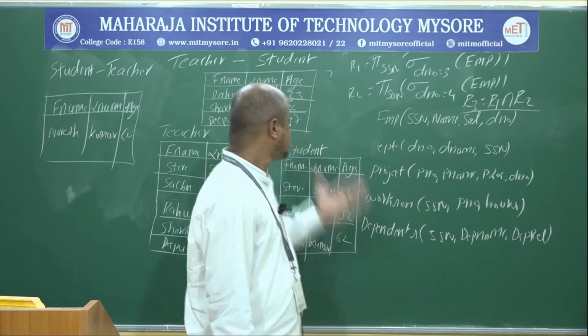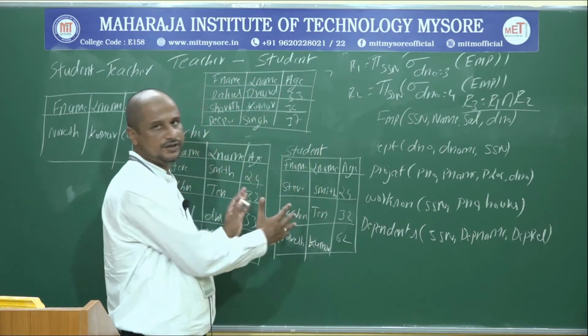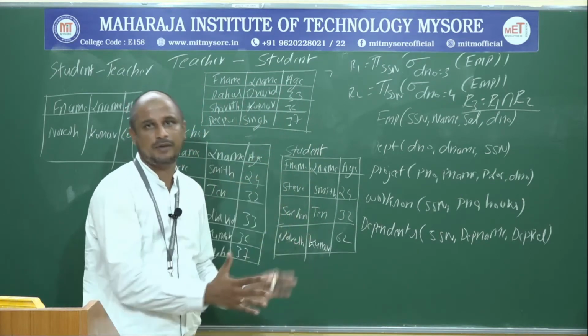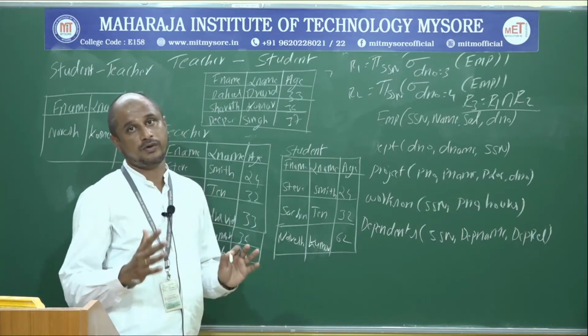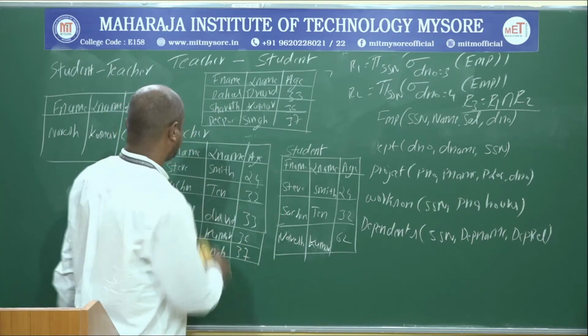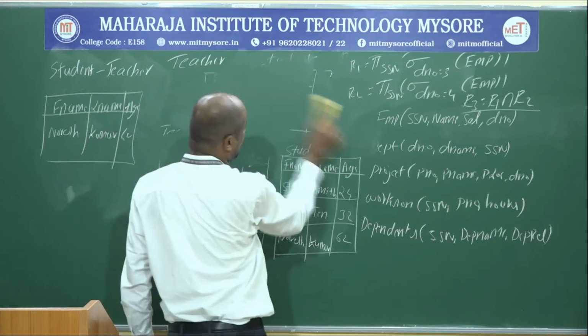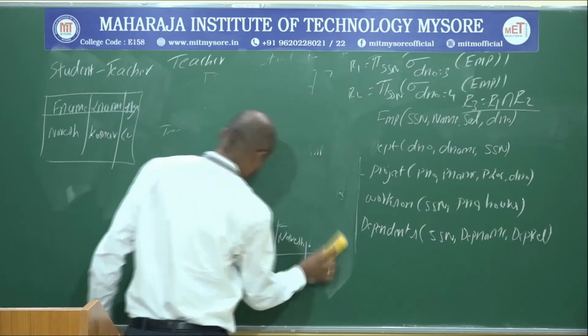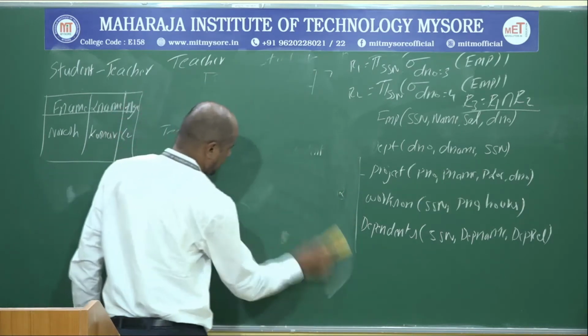Okay, so next one. This is what union, intersection and minus define. It's a very important question from your exam point of view. Next I'll move to Cartesian product.